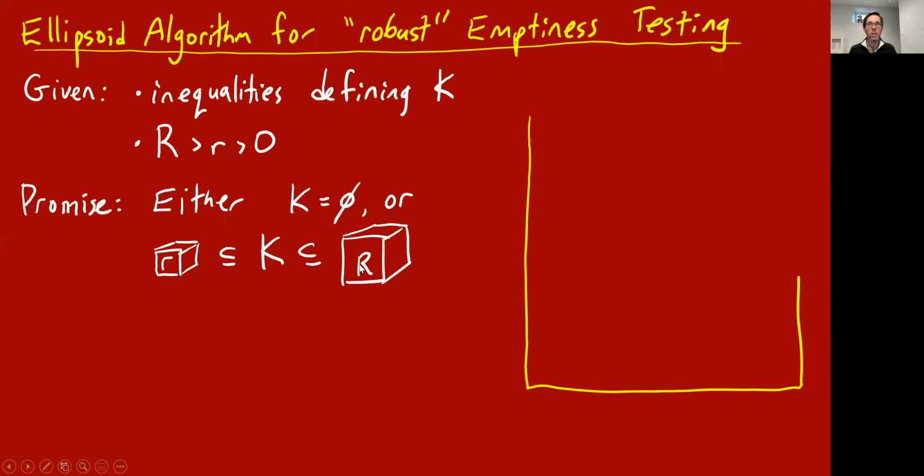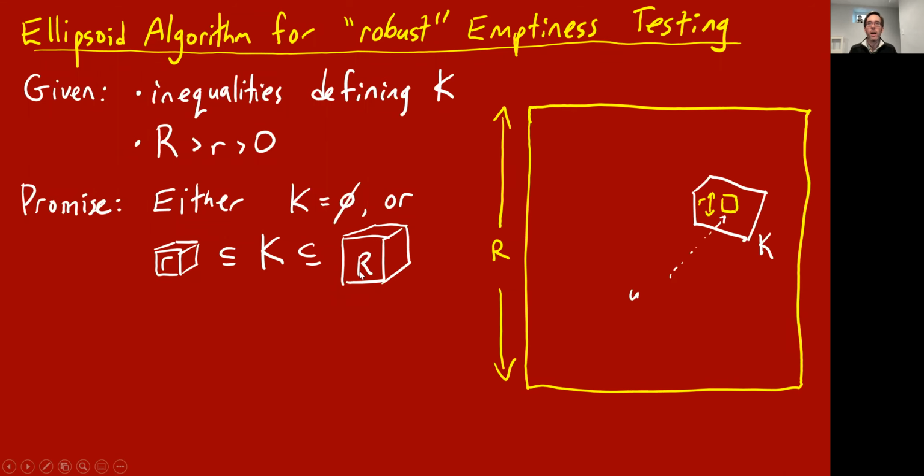Okay, so let me draw a picture. Like the algorithm sort of, well, the picture is like this. The algorithm gets this parameter capital R, and it knows that should K exist, should K be non-empty, then it's somewhere contained in this cube centered at the origin of side length capital R or capital 2R, whatever.